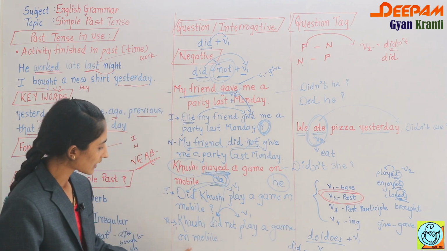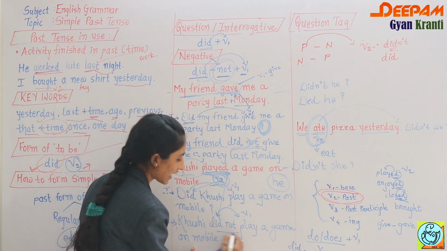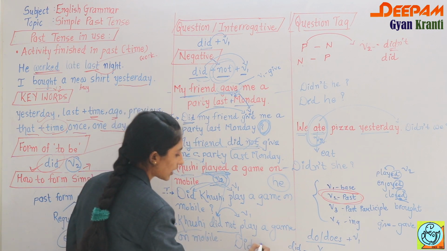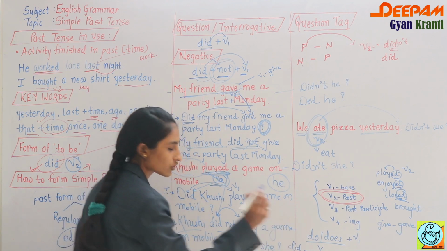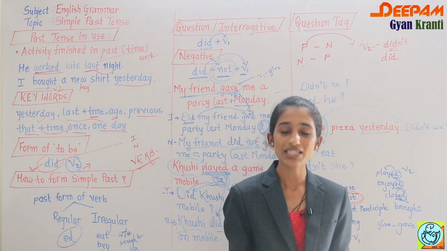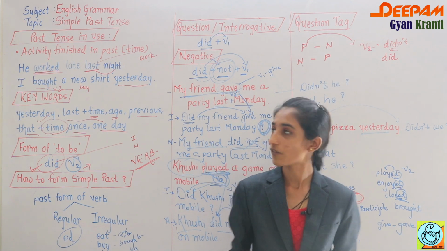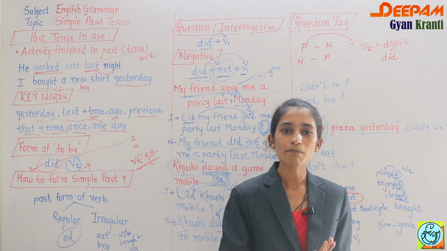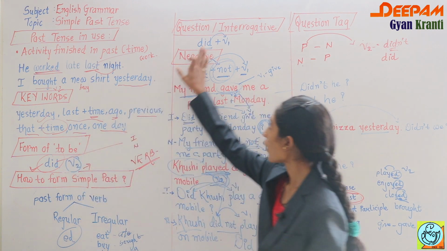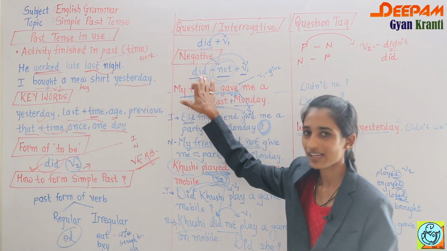Khushi did not play a game on mobile. So it is negative, so we have to write the tag in positive. So did, and for Khushi we have to use the pronoun she. Okay, it is very simple. If V2 is given, meaning the past form of the verb, that means it's simple past tense, and you want did to form question or interrogative and negative.